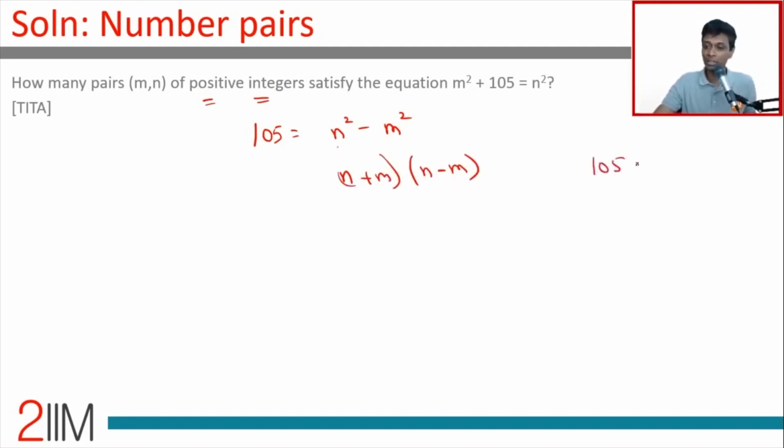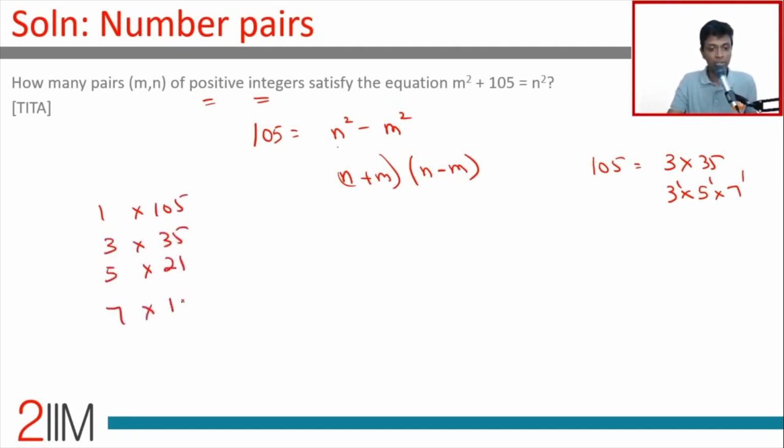105 can be written as 3 into 5 into 7. And so that's 8 factors. It can be broken up in 4 different ways. So it can be written as 1 into 105, 3 into 35, 5 into 21, 7 into 15. Each of those will give us one pair of integers.